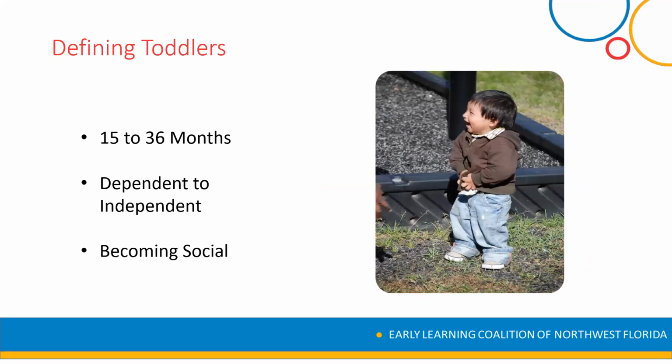And now we're going to move into defining our toddlers. That's 15 to 36 months. There's some overlap with that infant stage, depending on the development of the toddler. We know that they're rapidly developing and changing. We also know that toddlers are moving from the dependent to the independent stage, which is why you hear them say, "No, I do it, me do it," because they're trying to spread their wings and become independent.